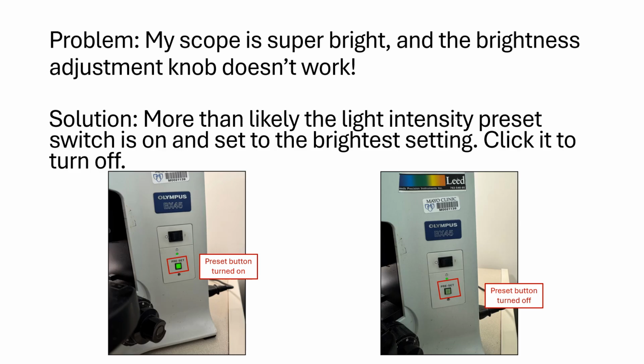One common issue is when the image in your scope is extremely bright, but when you try to rotate the brightness adjustment knob, this doesn't appear to change the brightness. Most likely this is because the light intensity preset switch is on, which will maintain a certain light intensity regardless of the settings of the brightness adjustment knob. So you can just press this to turn it off.